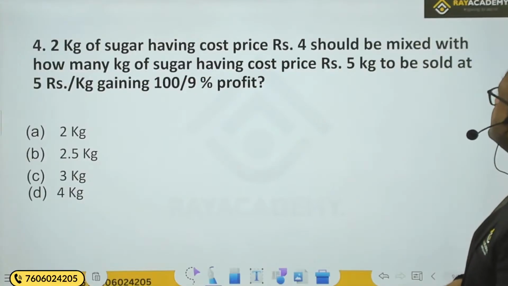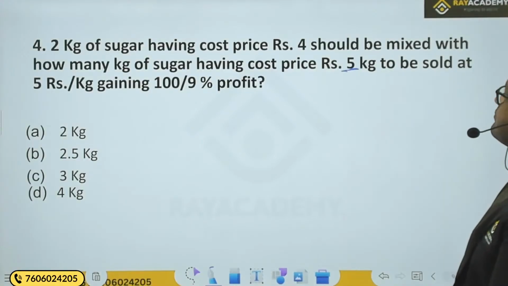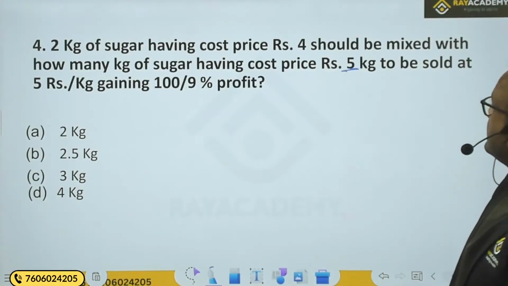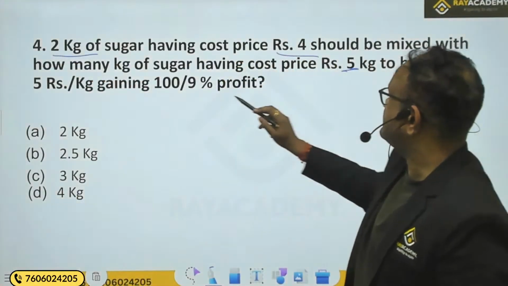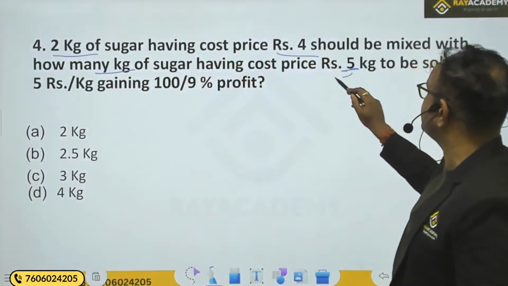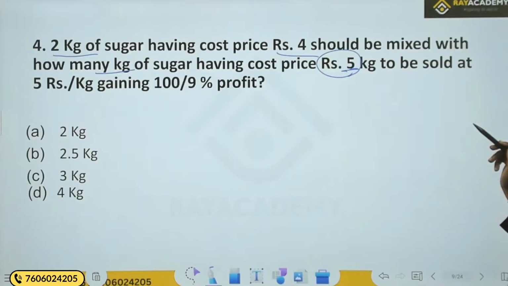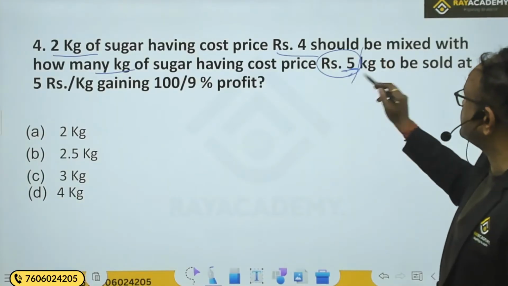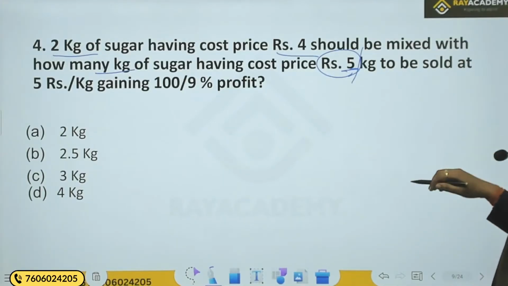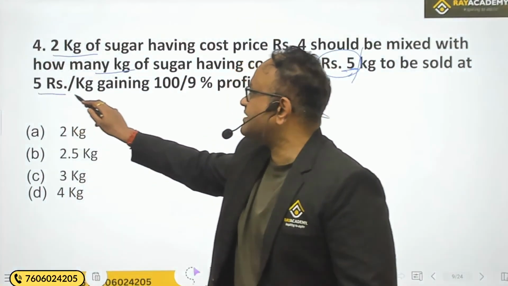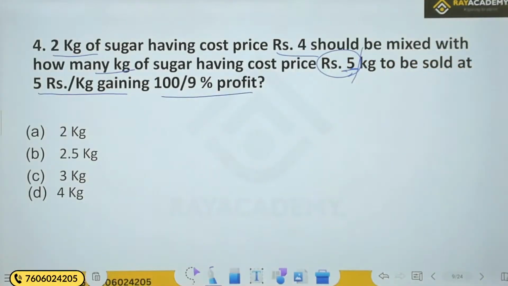I think there is some mistake in this question. 2 kg they have given at 4 rupees. How many kgs? I think this figure is wrong here. To be sold at 5 rupees per kg. Okay, let us see. If you are not getting the answer, then maybe the figures are wrong. But the selling price they have given is 5 rupees per kg, gaining 100 by 9 percent profit. Maybe it is correct also. Let us see.